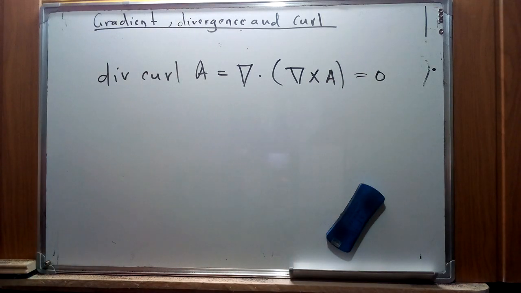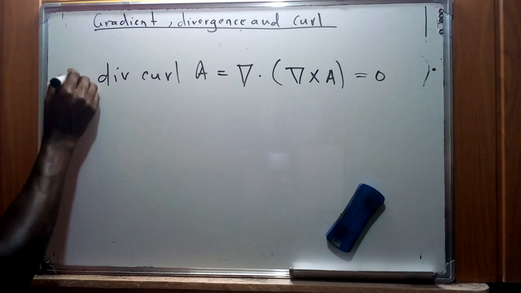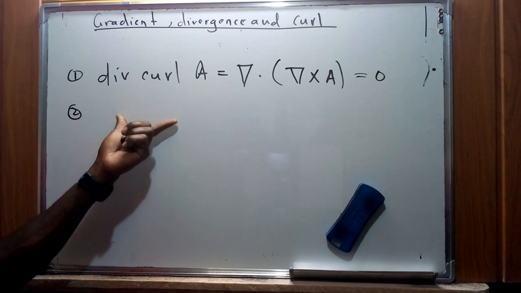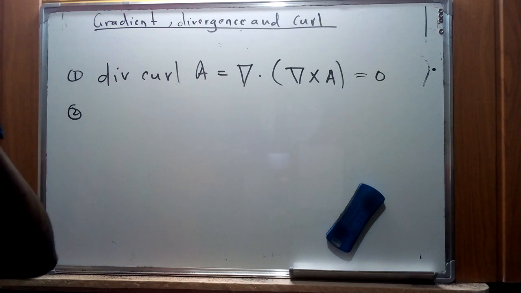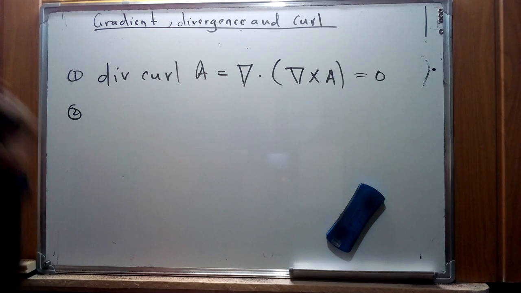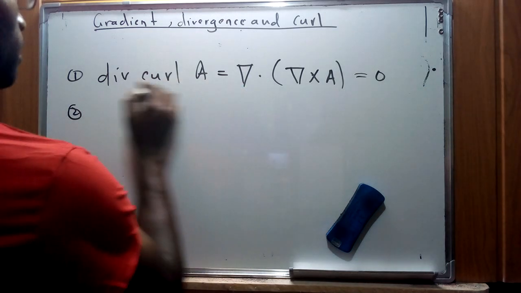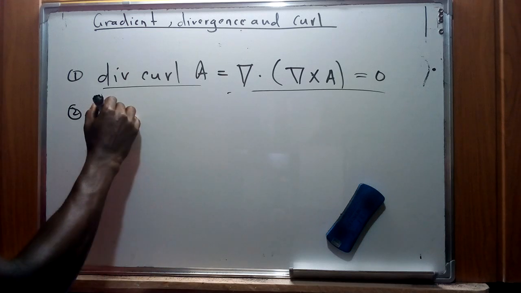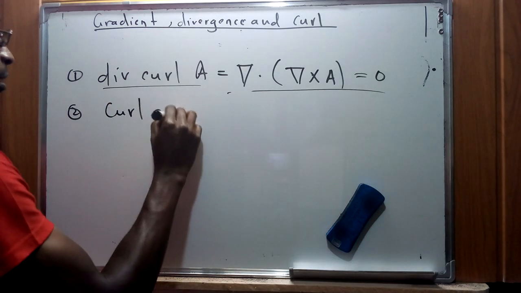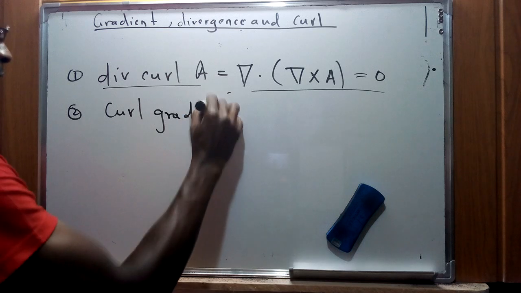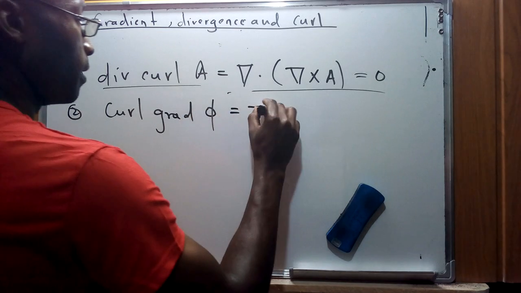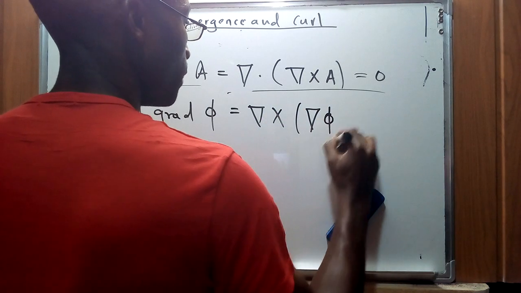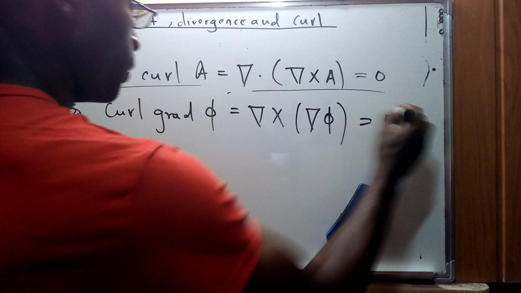From other representations, we have of course learned about different identities, especially in trigonometry, and from the concept of divergence, curl and gradient, we have one of the identities known as div curl A, which is equivalent to 0. So number 2 is the curl grad phi, which is given as del cross del phi, which will be equivalent to 0.